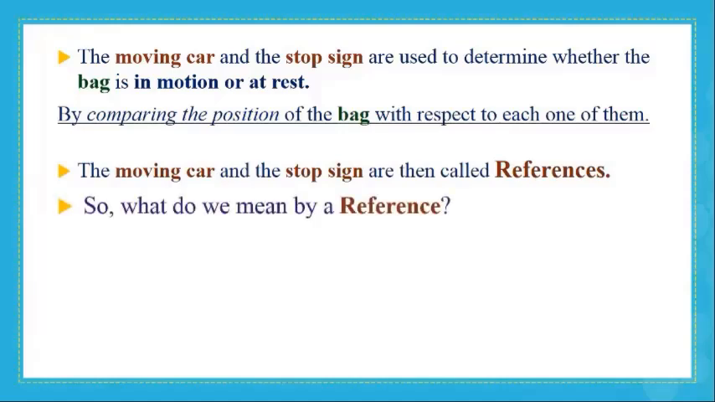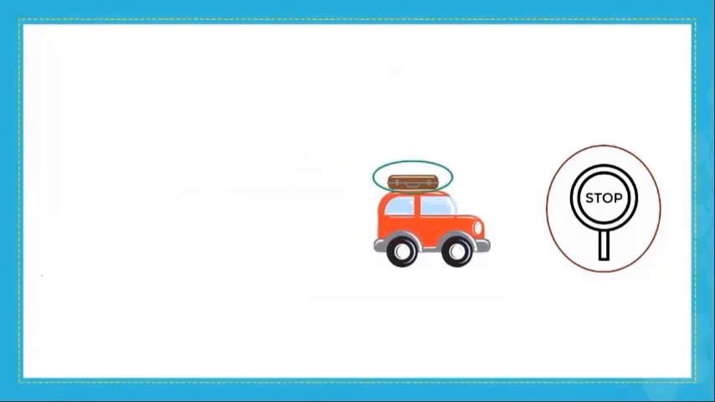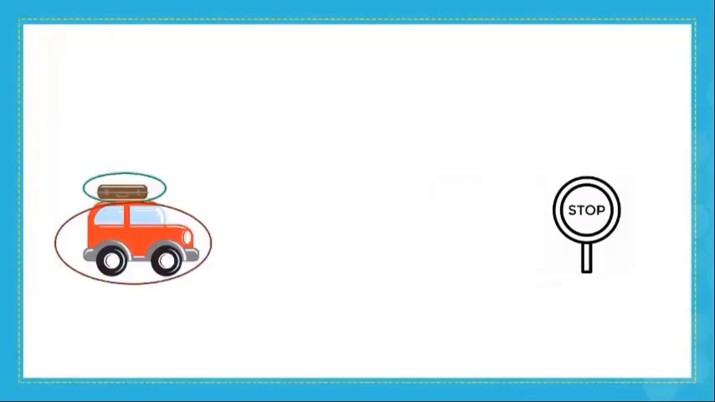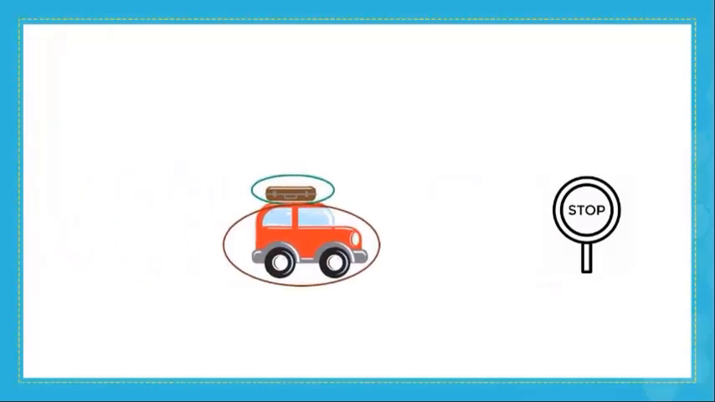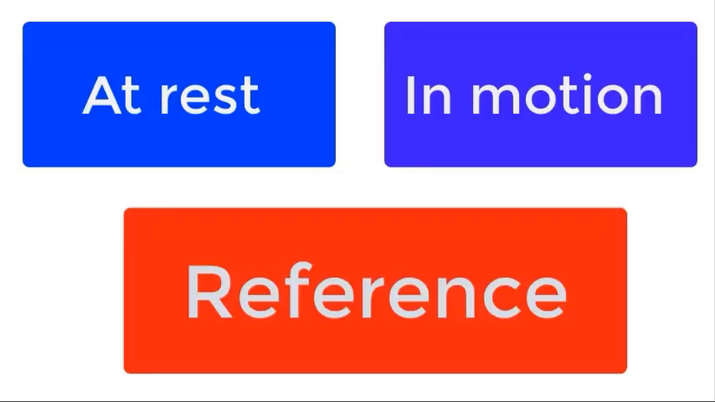What do we mean by a reference? Reference is a place or object used for comparison to determine if something is in motion. It is the same as in the case of the bag. The bag was in motion relative to one reference, which is the stop sign, and at rest relative to another chosen reference, which is the moving car. So, to tell whether an object is at rest or in motion, it depends on a chosen reference.